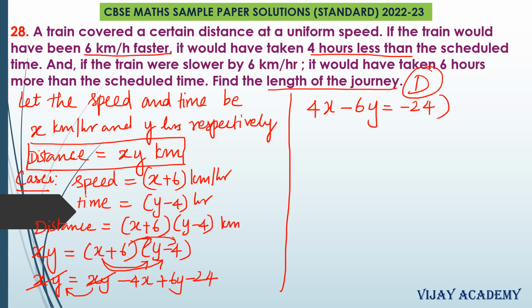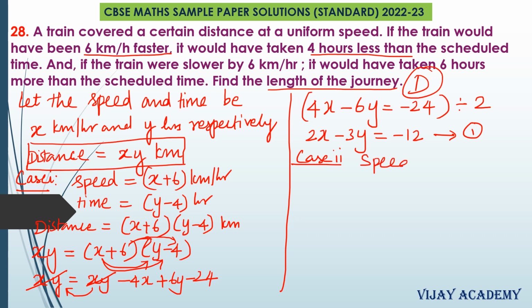Now we have a common factor for all these terms, that is 2. So let us divide the entire equation by 2. We get 2x minus 3y equals minus 12. So take this as equation 1. And now let us go to case 2, the changes in the speed and time. In case 2 the train is slower by 6 km per hour. So the speed changes to x minus 6 km per hour.